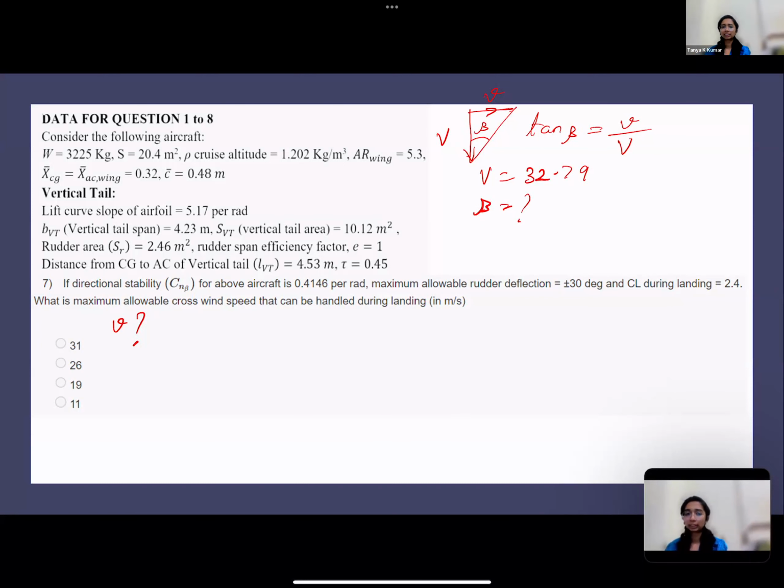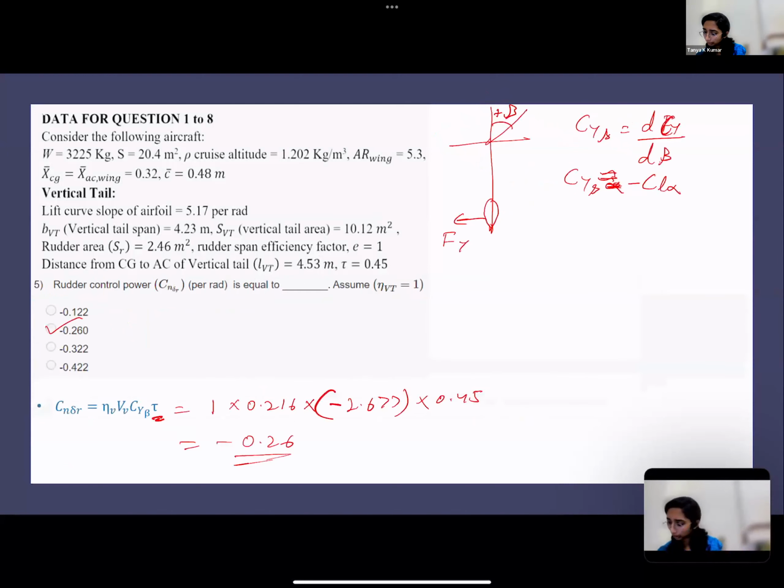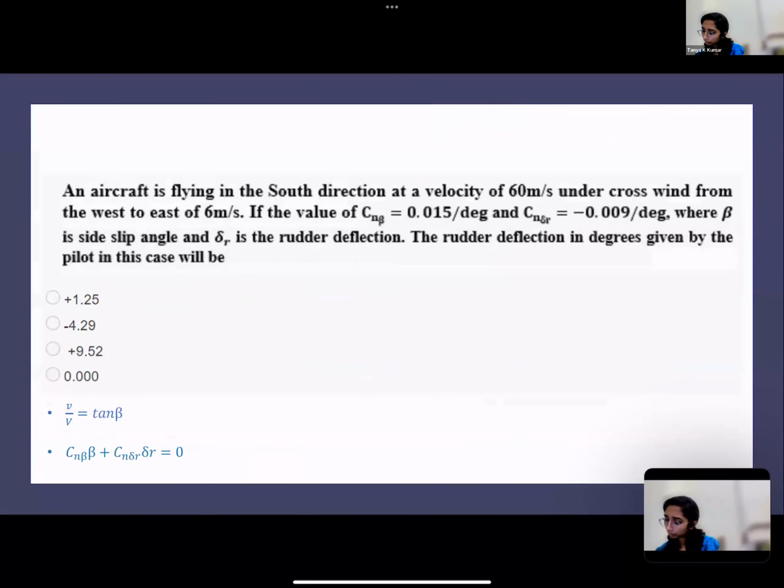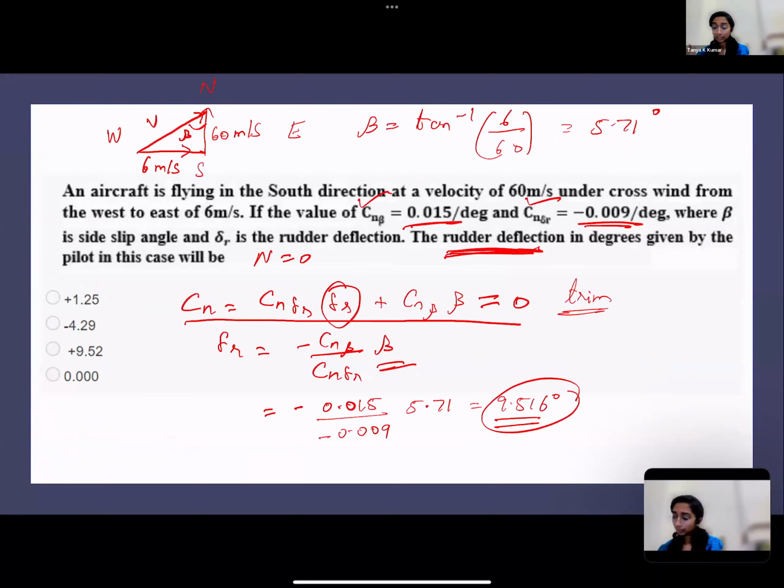How do we find out beta? Just like the question that we had seen, aircraft moving in the southern direction. Let me just show you that question. Yeah, so this was the question. This is how it's solved. So can you tell me now, how do we proceed?